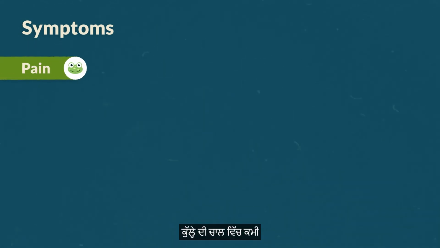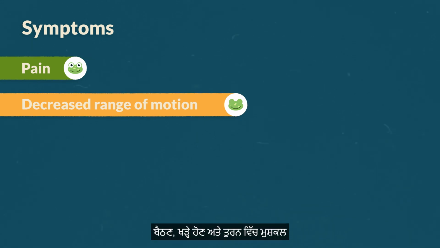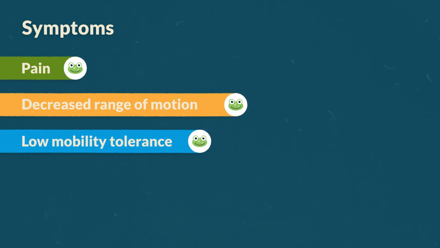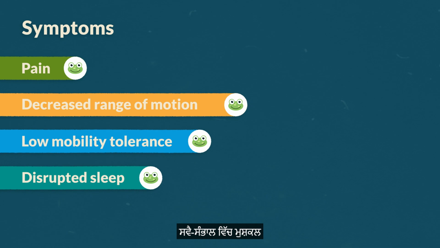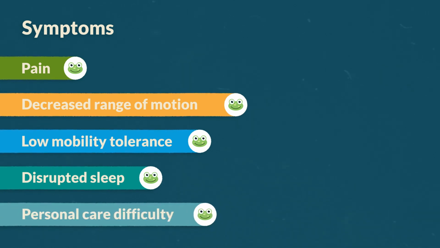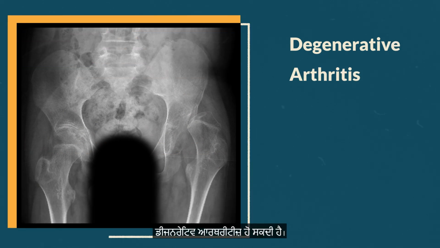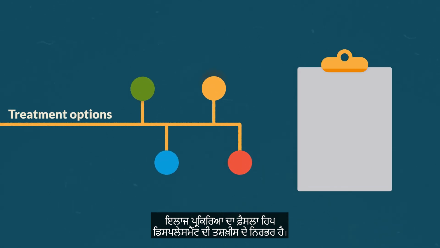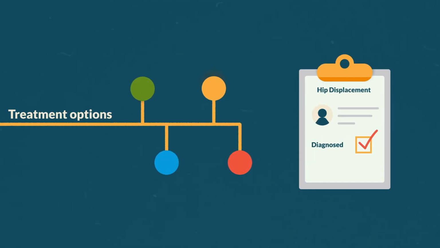With increasing hip displacement and dislocation, children may experience pain, decreased range of motion in the hip, poor sitting, standing, or walking tolerance, disrupted sleep, and difficulty with personal care. Degenerative arthritis may develop if the cartilage covering the femoral head deteriorates. Treatment options depend on when hip displacement is diagnosed.